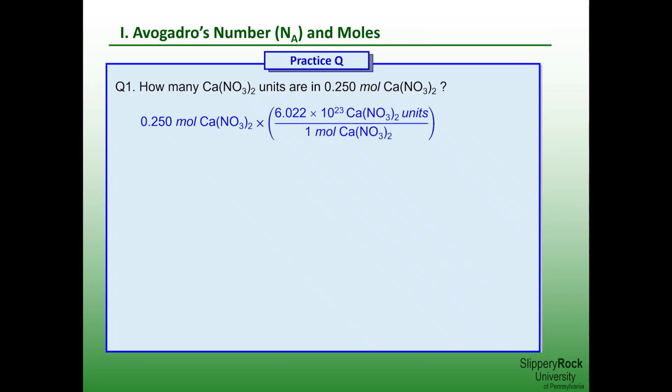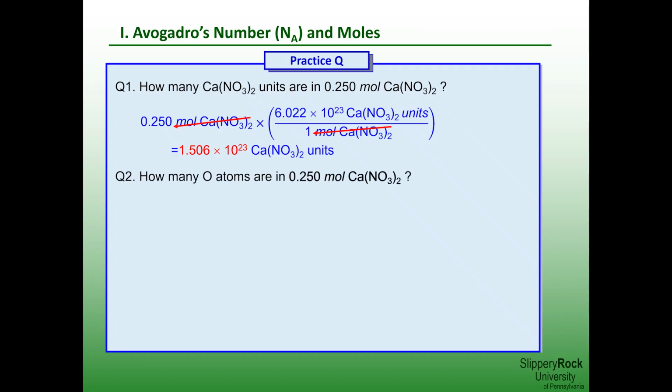The moles cancel, leaving us with calcium nitrate units. The result is 1.506 times 10 to the 23rd calcium nitrate units. So, in just 1/4 of a mole, there are still an astronomically large number of formula units. Let's move to the next question.